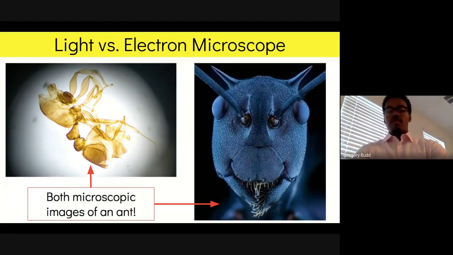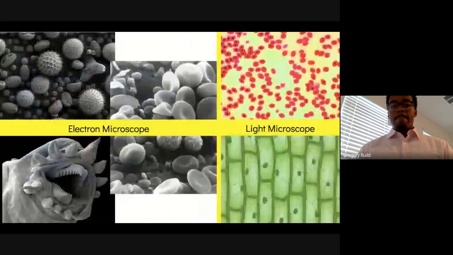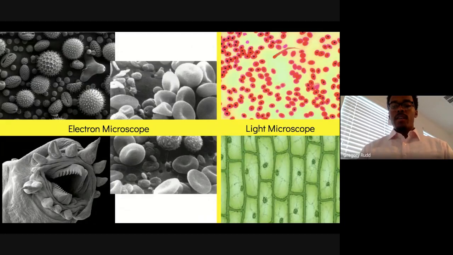The image on the right of the ant has been colorized, which is not actually how it would appear, but you could get it in such great detail. Here are more examples. Here are your light microscopes. Here are red blood cells under a light microscope. Here they are under an electron microscope.